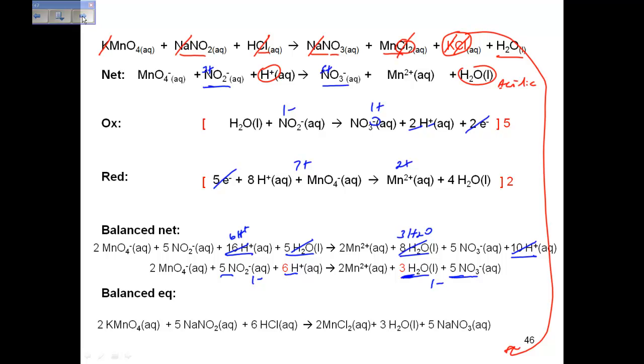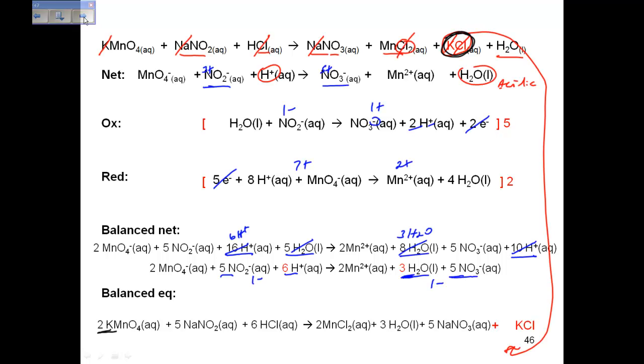Remember that KCl, that I told you had to put back in. We need to balance the potassiums and chlorines. If you look on the reactant side, I have 2 potassiums, but there's no potassiums on the product side, so I need to fix that. So we'll go ahead and put in that KCl.